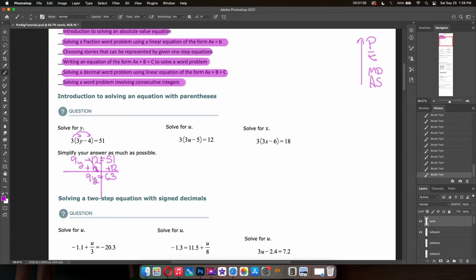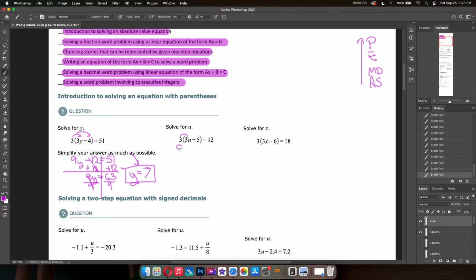And then the next step is going to be, let's see here, we did our addition and subtraction, so now we're going to move on to multiplication and division. That's 9 times y. The opposite of multiplication is division, and so we divide. We're left with y equals 7. So when they say simplify your answer as much as possible, the act of solving actually gets you your most simple or simplified answer.